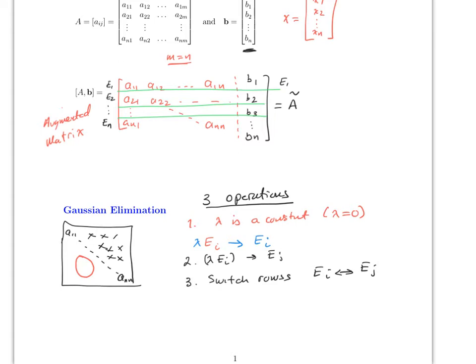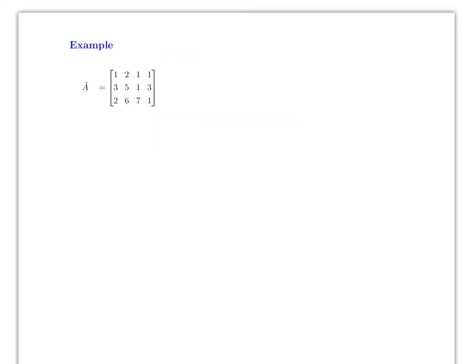So let's do an example to see how this works. Here I already have the augmented matrix, but the original problem is pretty much this. You have 3x1 plus 2x2 plus x3 is equal to 1. And then you have 3x2 plus 5x2 plus x3 is equal to 3. And then 2x1, this should be x1, plus 6x2 plus 7x3, this should equal 1.